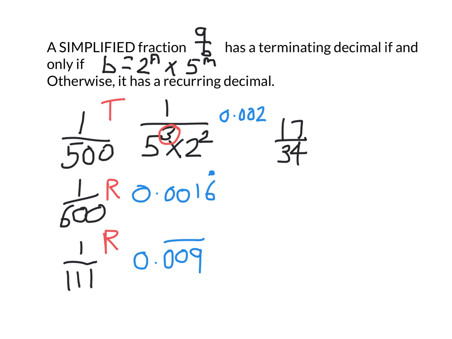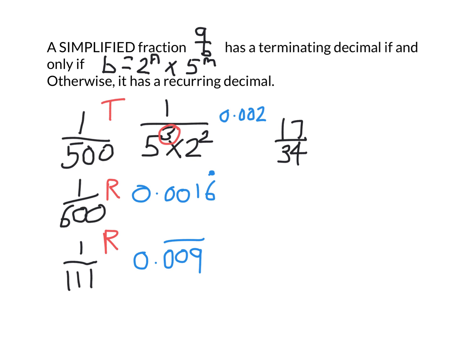Now, I really need to make this point. The fraction a over b has to be simplified. Let's look at 17 over 34. Clearly, 34 has prime factors other than 2 or 5. It's divisible by 17. So this will clearly yield a recurring decimal, won't it?